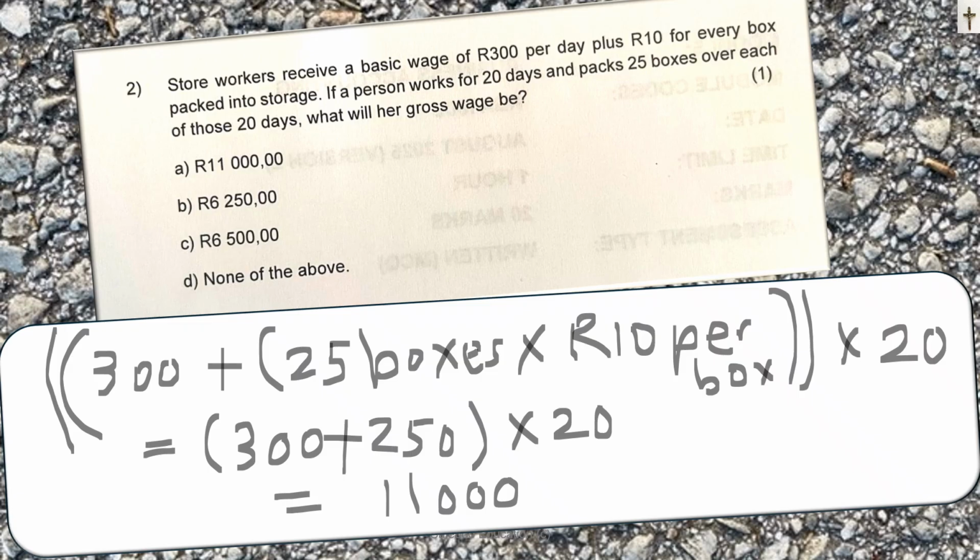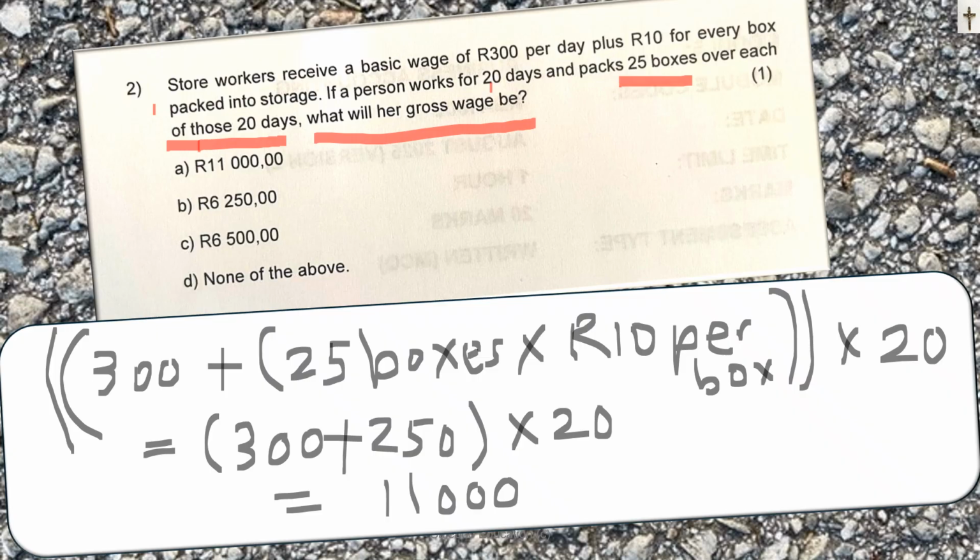Question number 2. Store workers receive a basic wage of 300 Rand per day, plus 10 Rand extra for every box packaged into storage. If a person works for 20 days and packs 25 boxes each day of the 20 days, what will his gross wage be?